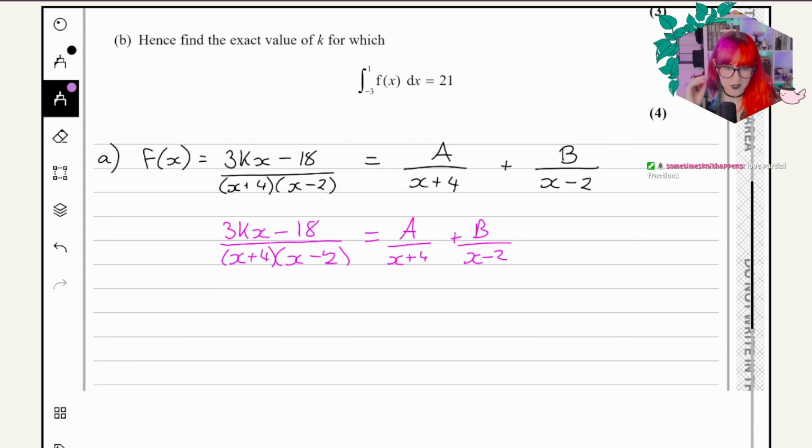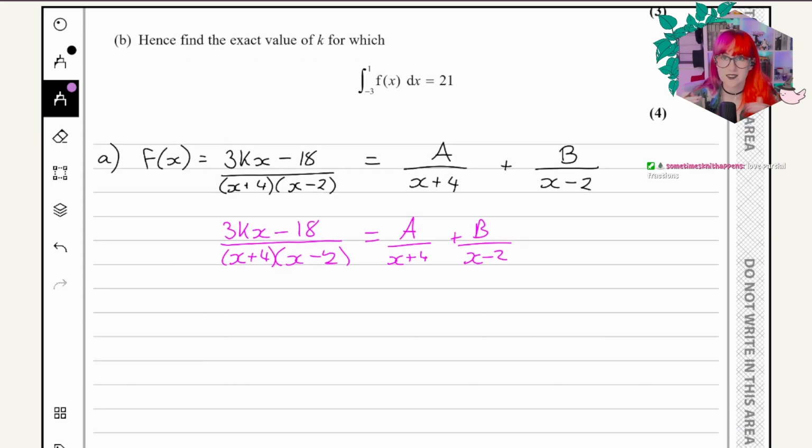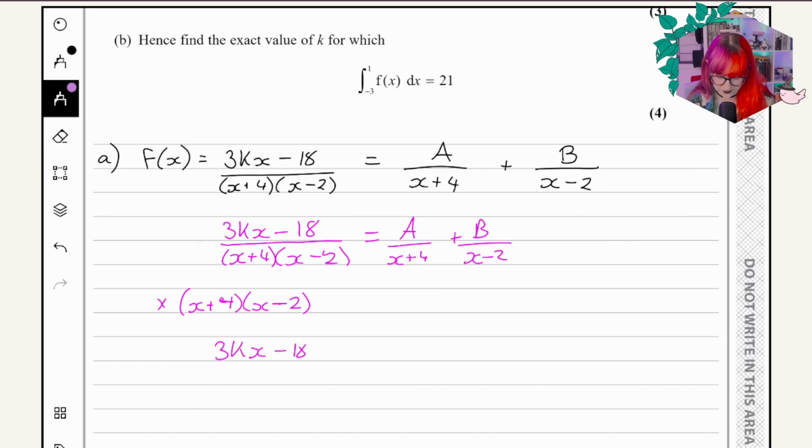To do something a bit more interesting with this, what we want to do is multiply up. Basically try and get rid of the denominator, okay? So we're going to multiply both sides by this x plus 4, x minus 2. And what does that do? Well, on the left-hand side, when you multiply everything by its denominator, you just get what's left on the top, right? So if this expression comes and multiplies here, it cancels out. So we're left with the 3kx minus 18 on the left-hand side.